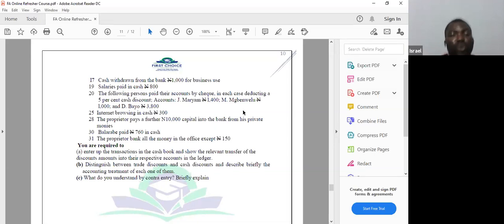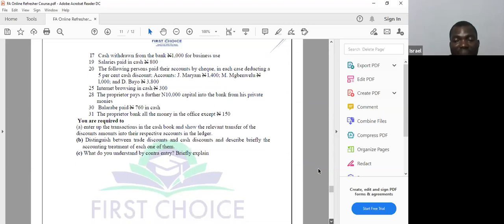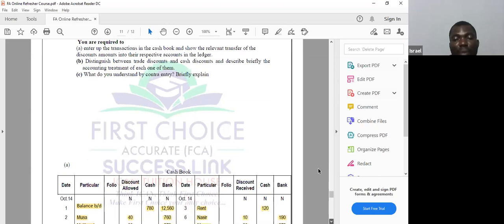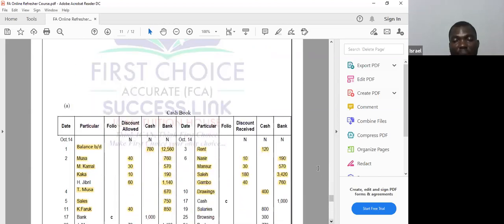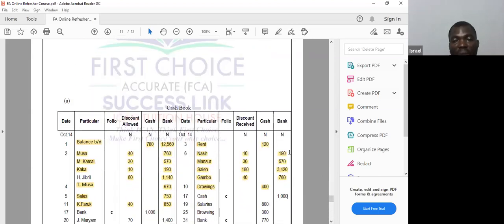So cash withdrawal from the bank, 1,000 naira. So who is giving? Bank is giving. So we are going to credit bank account. So we are going to come out here and put under the bank column, credit it. For what purpose? For cash. Can you see? If we look at the bank now, from bank down to here, we have the 1,000. We took it out backward.